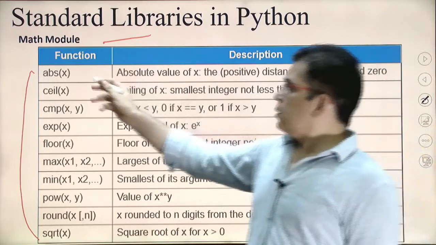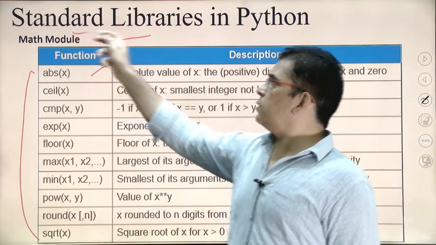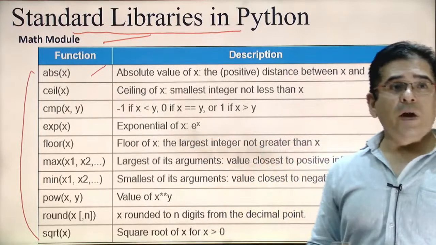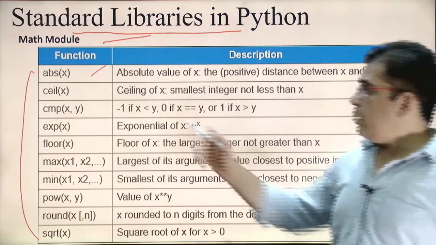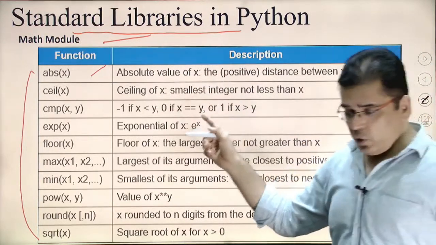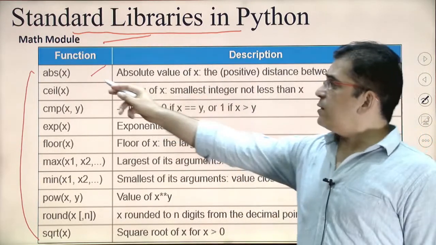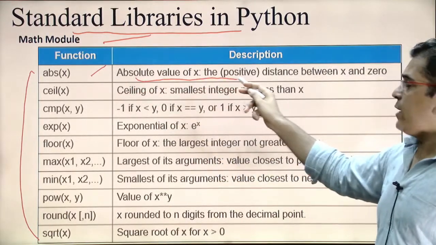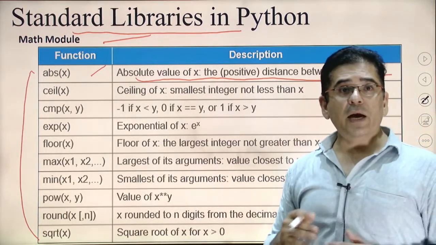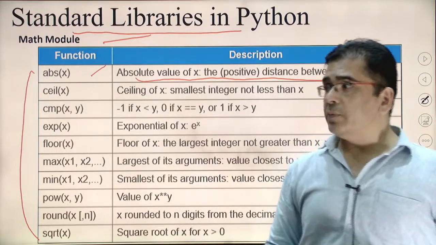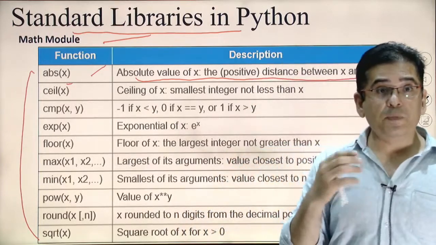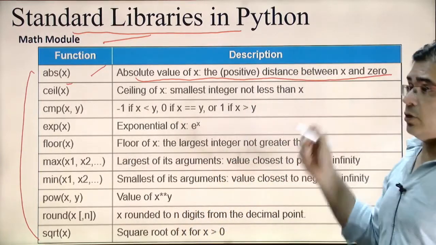So, the very first function in the math module of the Python standard library is the absolute function. If you want to find the absolute value of a number, then abs is the inbuilt function. I have given the description of every function here, so you can have a look. abs(x) finds the absolute value of x, the positive distance between x and 0. If you want the absolute value of 10, you simply write abs(10). It will give you 10, the positive distance between 10 and 0.